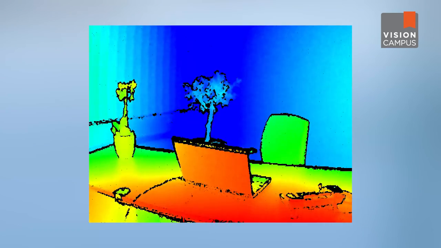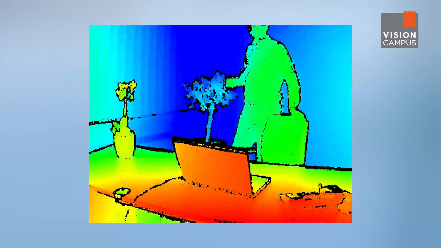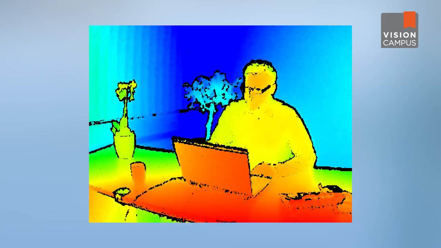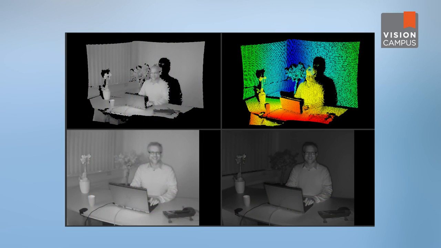So what does a ToF image look like? This example shows the depth information as a pseudo-color image. Blue is far away and red is close. As the ToF camera captures a normal 2D intensity image in parallel with the depth information, we can merge the information sets and create a textured 3D graphic.